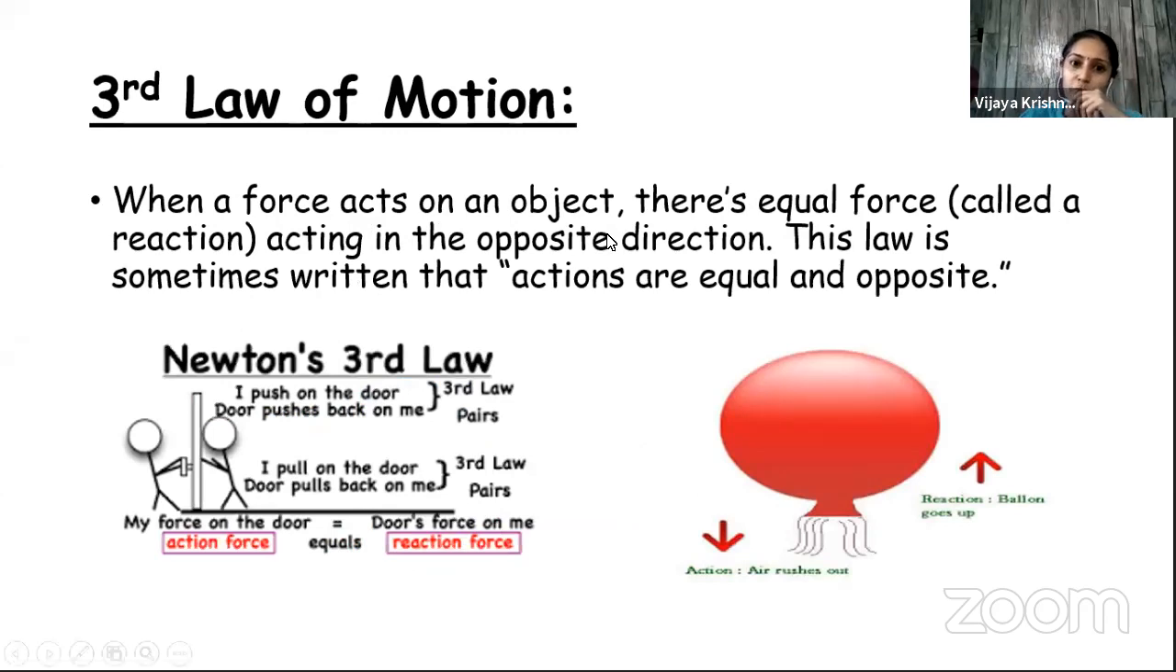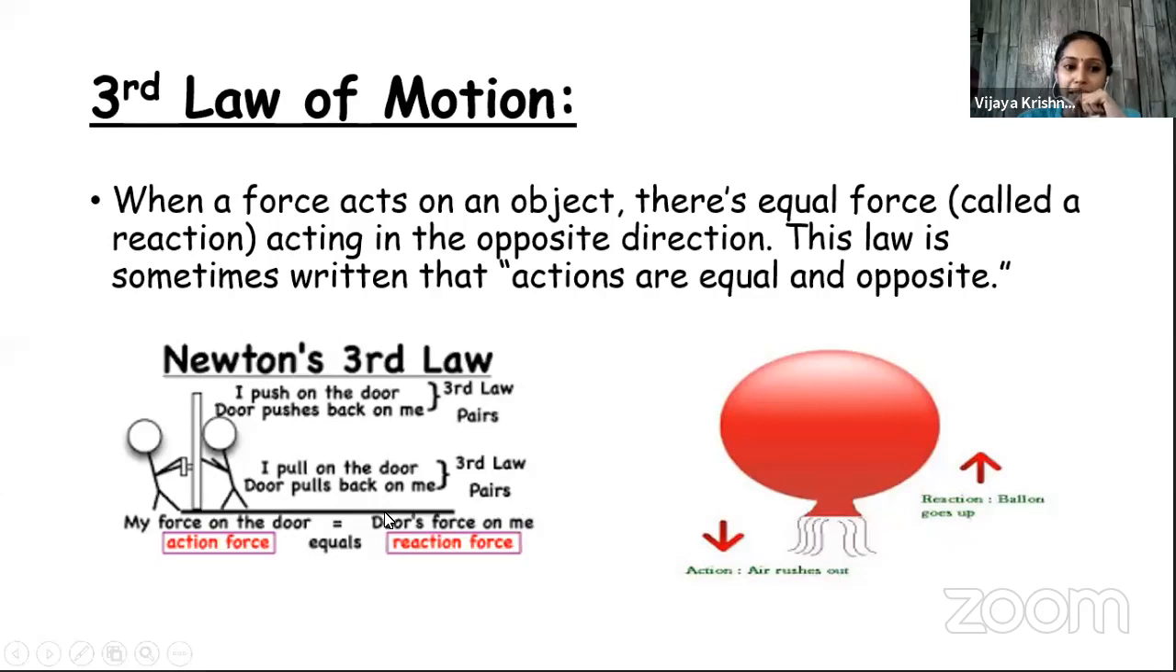The third law of motion, as we all know, is that when a force is acting on an object, there is an equal and opposite reaction force. So this is also known as all actions have an equal and opposite reaction. So there is an action and a reaction. Similarly, when you see this balloon, you fill the air and let it out, the air rushes out, but the balloon moves up. So to the action of the force that is coming down, the reaction is the balloon that is carried up.